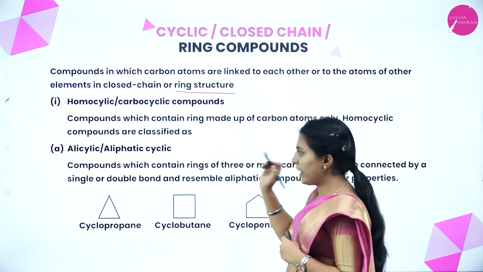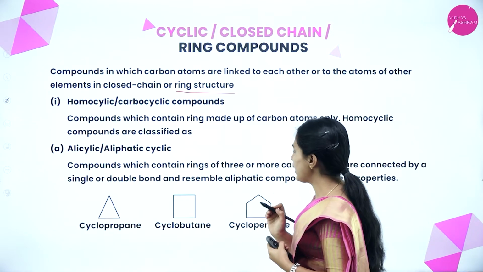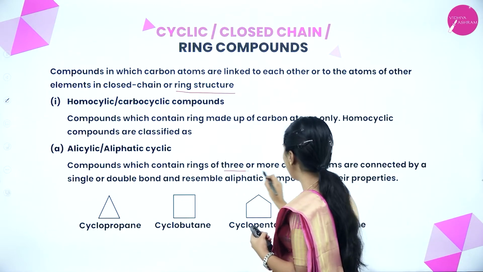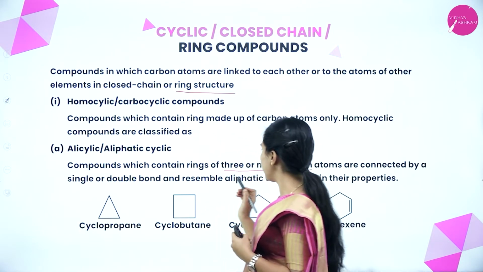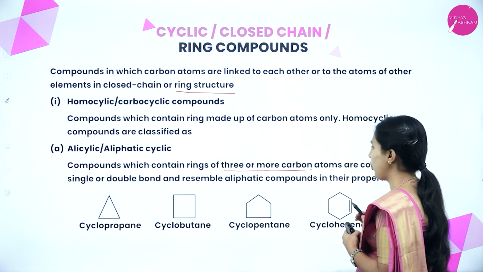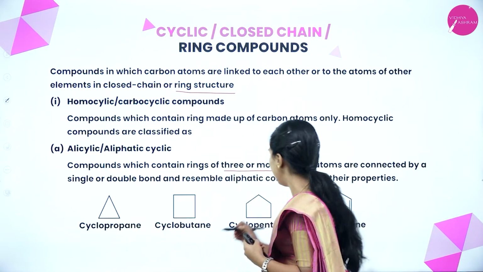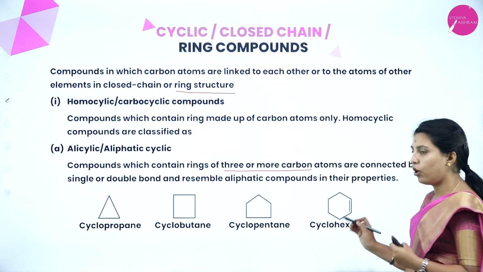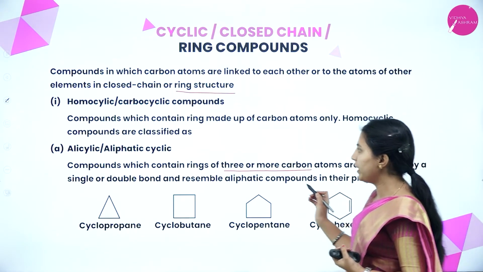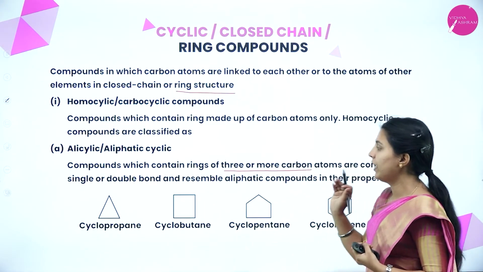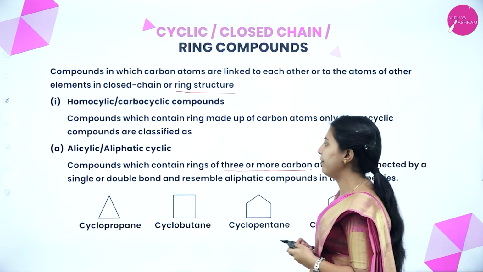That homocyclic is again divided into alicyclic and aromatic. Alicyclic compounds contain rings of 3 or more carbon atoms connected by single or double bonds and resemble aliphatic compounds in their properties. It may not have a double bond, see here, only single bonds. It may have double bonds or triple bonds also, but it should be cyclic in nature. That we call alicyclic.